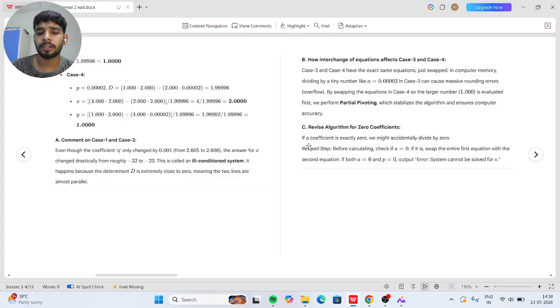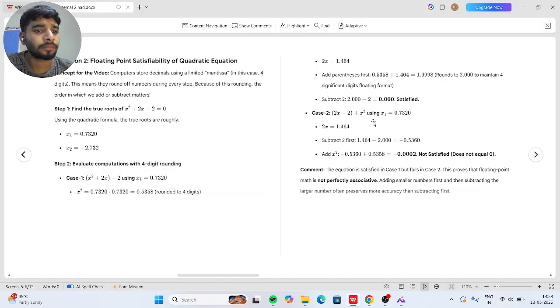And lastly, there is a revised algorithm for zero coefficients. If a coefficient is exactly zero, we might accidentally divide by zero. The revised step is that before calculating, check if a equals zero; if it is, swap the entire first equation with the second. If both a equals zero and p equals zero, the output will be an error: the system cannot be solved for x.